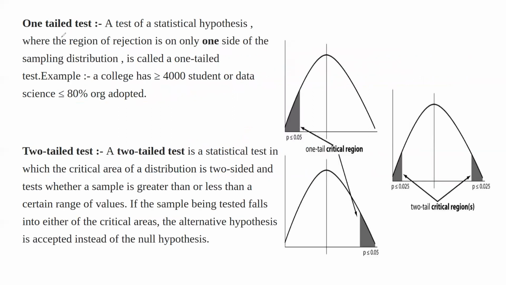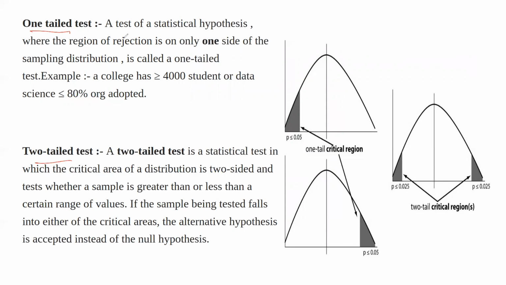Let's see about the two kinds of tests there basically. One is the one-tail test and the other is the two-tail test. Right. So the boys' height example which we gave was a one-tail test. Right.